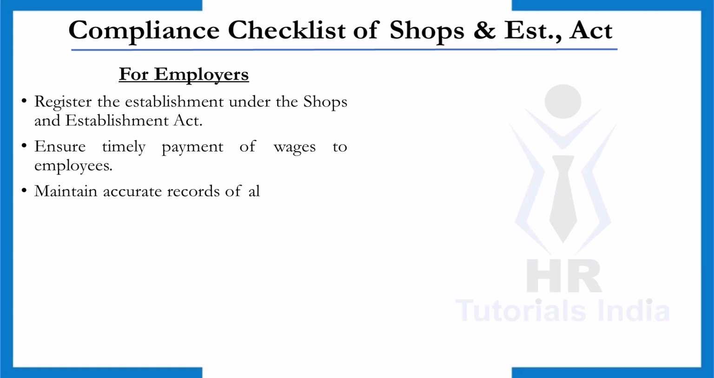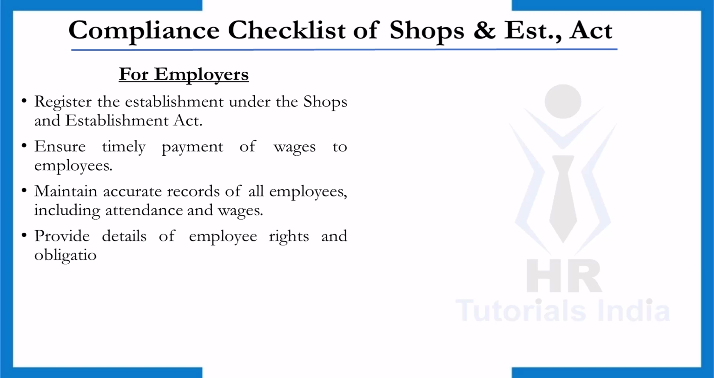Maintain accurate records. It's essential to maintain accurate records of all employees, including their attendance, wages, and any other relevant information. This practice helps in demonstrating compliance during audits and inspections. Provide information on rights. Employers should provide details of employee rights and obligations to all staff. This transparency helps employees to understand their entitlements and responsibilities, fostering a positive work culture.